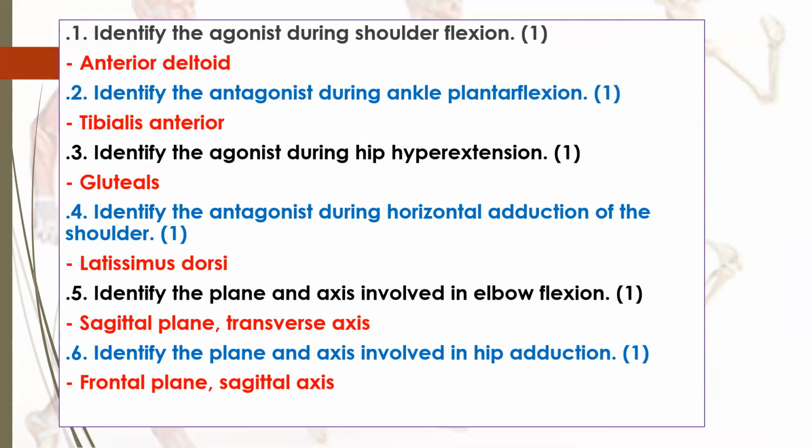So let's do these one at a time. Identify the agonist during shoulder flexion. So what does that movement look like? Maybe do it now. Try and get an idea of what the feeling is like, which muscles are working there. So the agonist during shoulder flexion. Shoulder flexion is bringing the arm up in front of you. The agonist is the one that's contracting, that's responsible for that movement. And the muscle there is the anterior deltoid, so the front deltoid.